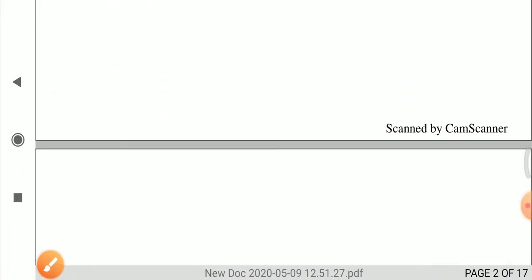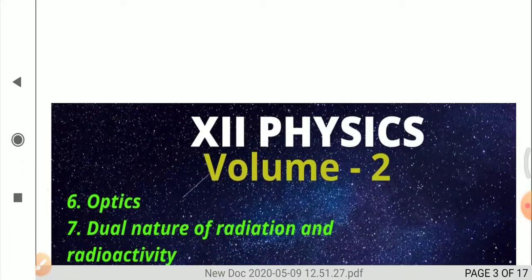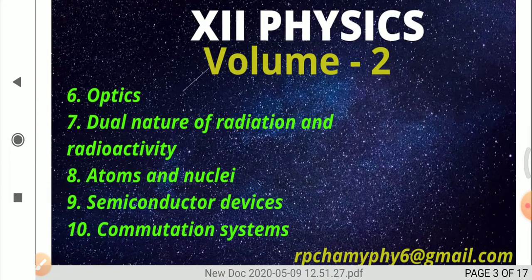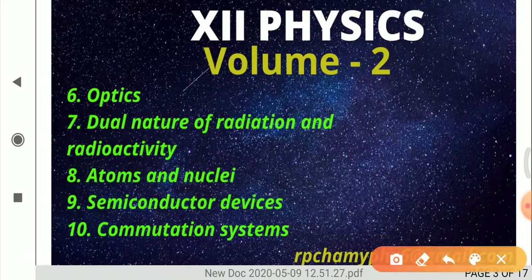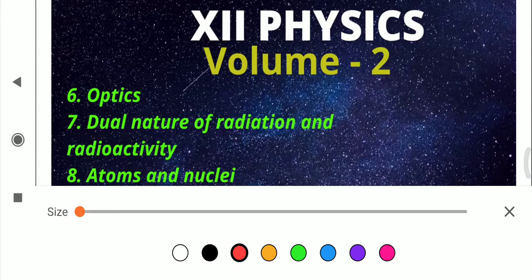So what are the chapters given in the second volume? So here we can see one more 5 chapters. So what are the 5 chapters here? In these 5 chapters, the first chapter is nothing but optics.